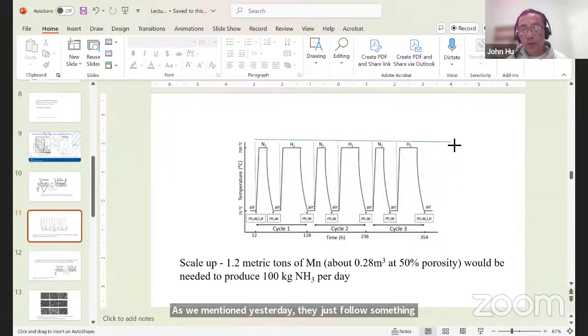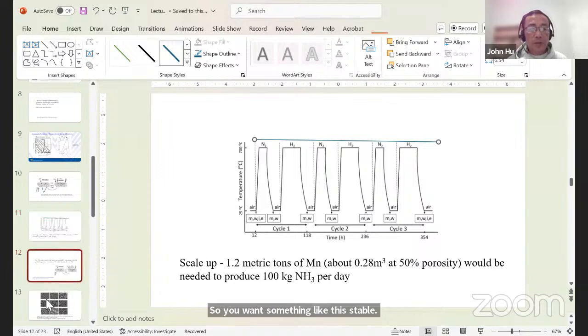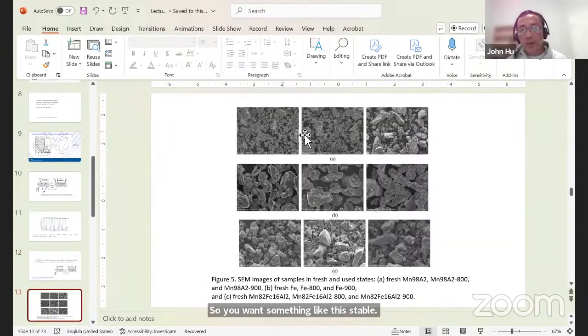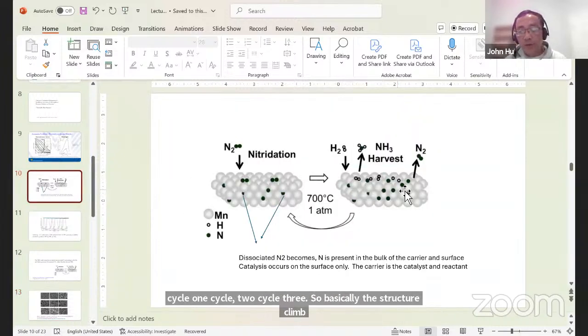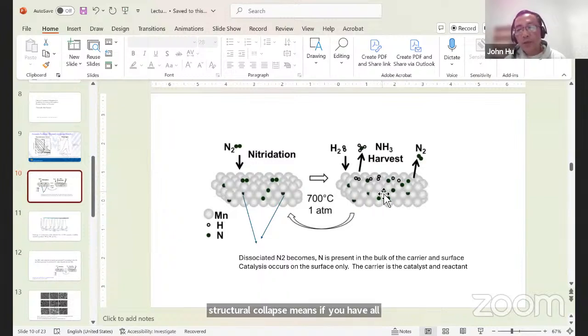So you want something like this, stable, flat. Then there's some evidence. You can see the morphology change from the left to the right, for cycle 1, cycle 2, cycle 3. So basically, the structure collapses. Structure collapse means if you have the nitride in the bulk, and then the nitride comes out, whatever structure is held by this black dot in the bulk structure, it collapses. So that's the problem with chemical looping.